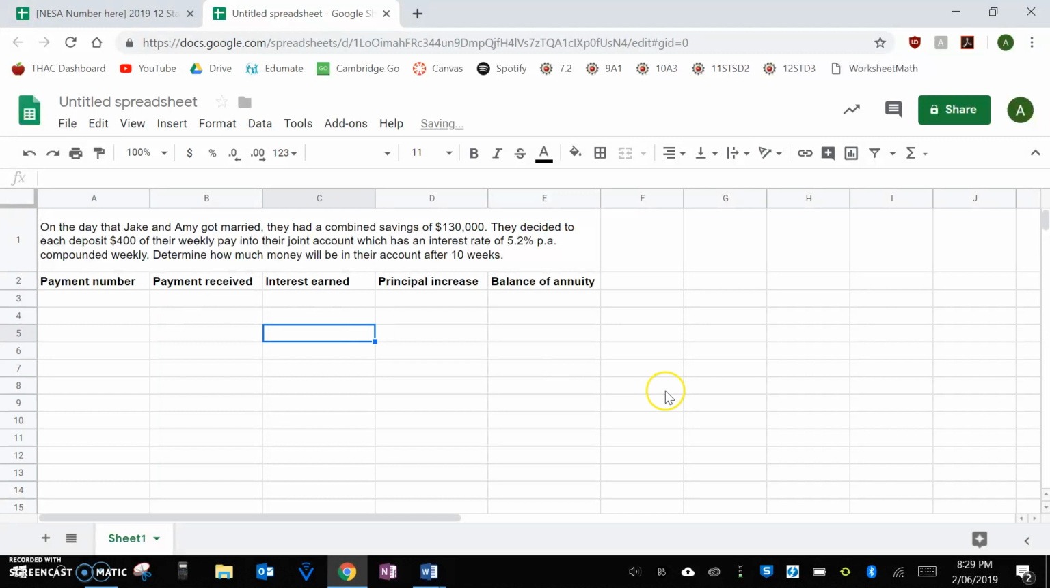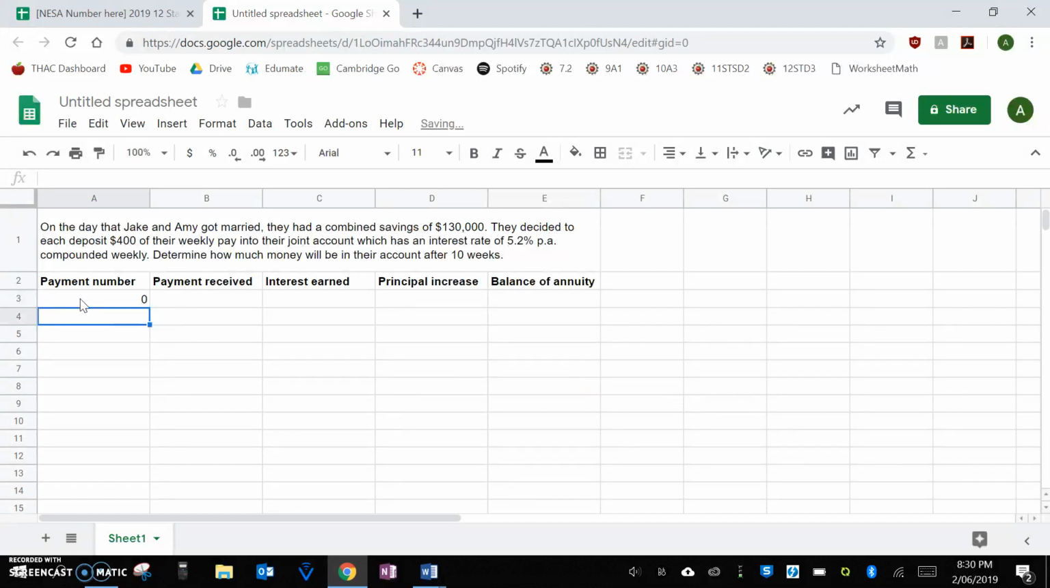On the day that Jake and Amy got married, they had combined savings of $130,000. They decided to each deposit $400 of their weekly pay into their joint account, which has an interest rate of 5.2% per annum, compounded weekly. Determine how much money will be in their account after 10 weeks.